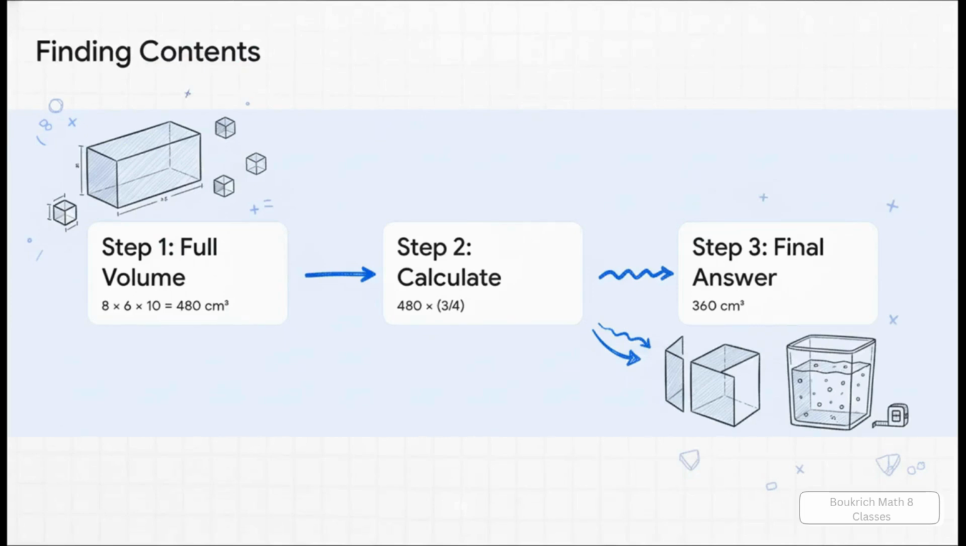So let's run the numbers. First, the total volume. 8 times 6 times 10 gives us 480 cubic centimeters. Great. Now we just need to find 3/4 of that number. So 480 multiplied by 3/4 gives us our final answer. The volume of the actual contents is 360 cubic centimeters.